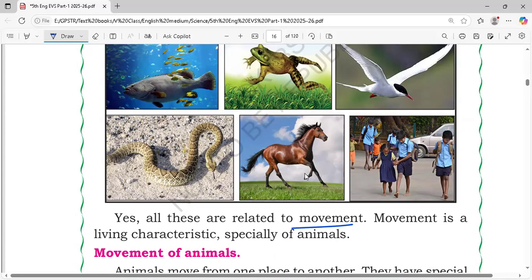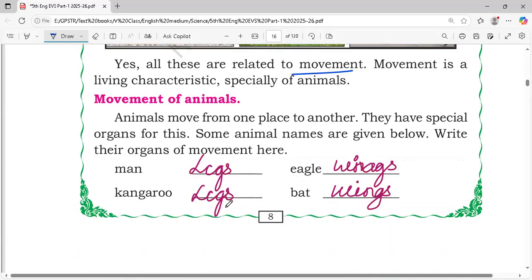Movement is the living characteristic, especially of animals. Animals move from one place to another. They have special organs for this. Some animal names are given below. Write their organs of movement here. Man moves with the help of legs. Kangaroo moves with the help of legs. Eagle flies with the help of wings. Bat flies with the help of wings.